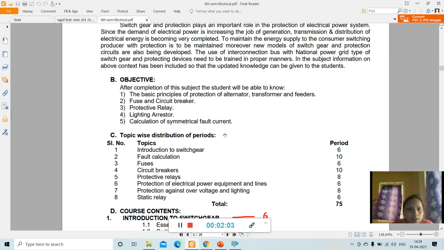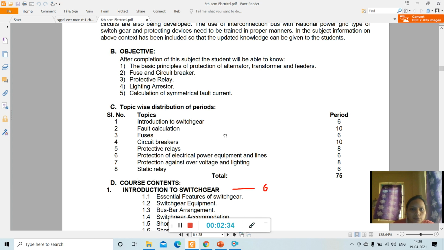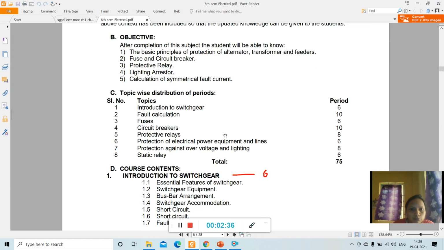when we study about the different switchgear components like fuse, circuit breaker, relay, under this we will study mainly its constructional features, what are the constructional components, and then we will study about its operating principle, how it will work, how it will function. Okay, and then we will study about its advantages, disadvantages, its applications. Okay, so these are the topics which we will cover in this subject.